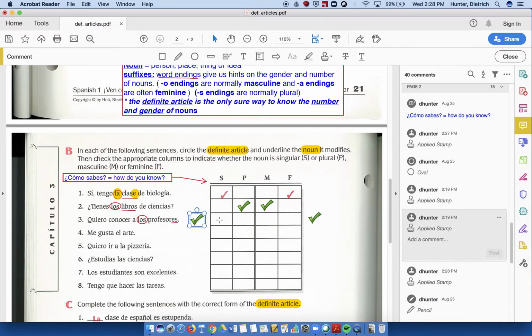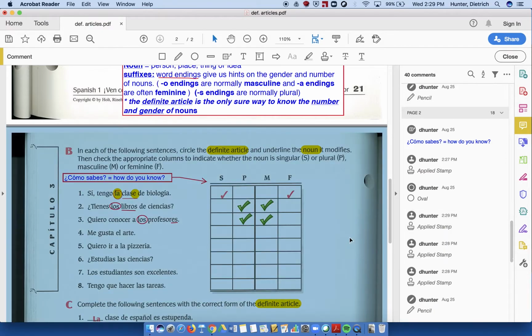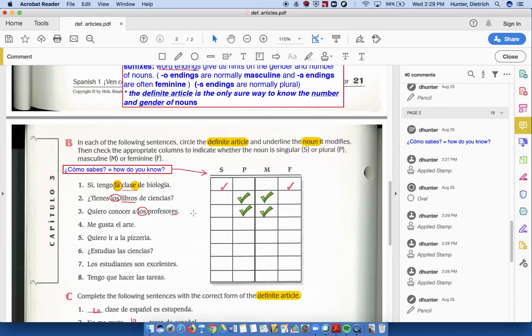Well, I hope you saw that for sure this would be plural. We see los and profesores, words that end in S. Nouns that end in S are normally going to be plural nouns. Same with definite articles. And again, we see los, the OS ending leads us to believe that we're talking about male teachers.